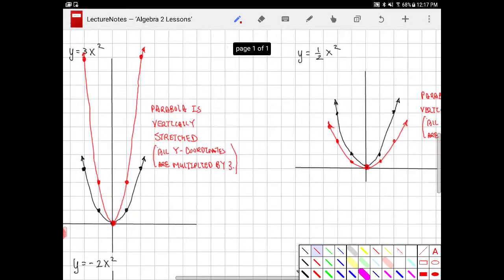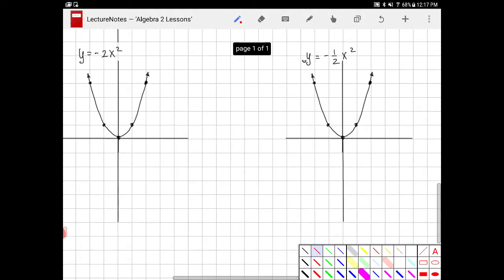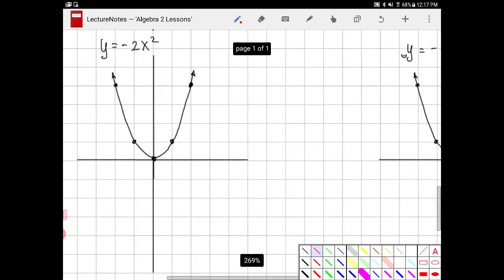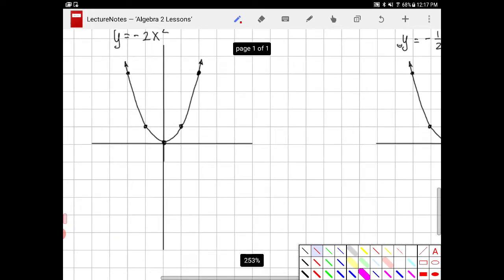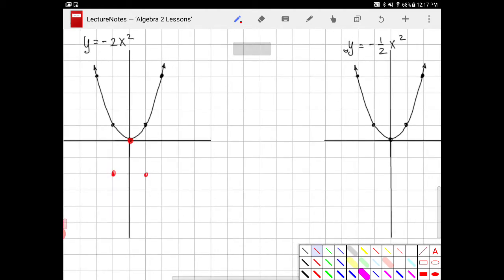Let's take a look at the next scenario. All right, so in this scenario here, we have negative 2x squared, and then I have negative 1/2 x squared. So again, let's focus on this one first. Pause the video for a moment, see if you can figure this out. So what will end up happening is all the points will end up in the bottom half, below the x-axis. So I have 2, 4, 6, 8. So it's right here. And the parabola will look like this.